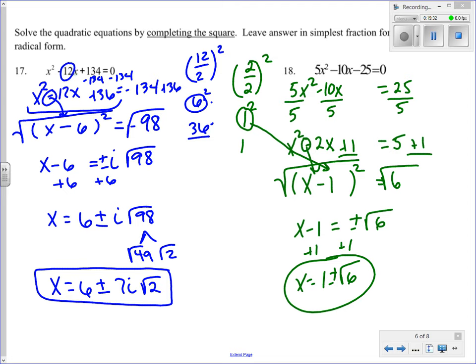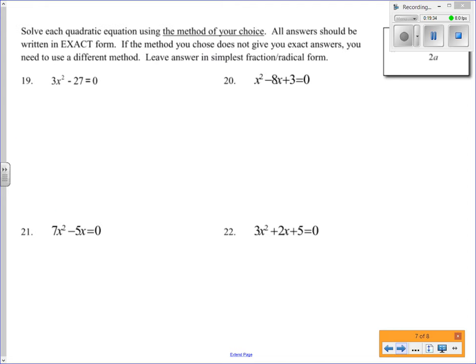Okay, we're going to keep moving here. On to the back. This section, you can choose any method that you want. I tried to vary it for you so that we do each method on the video. It's really up to you what you decide to do.